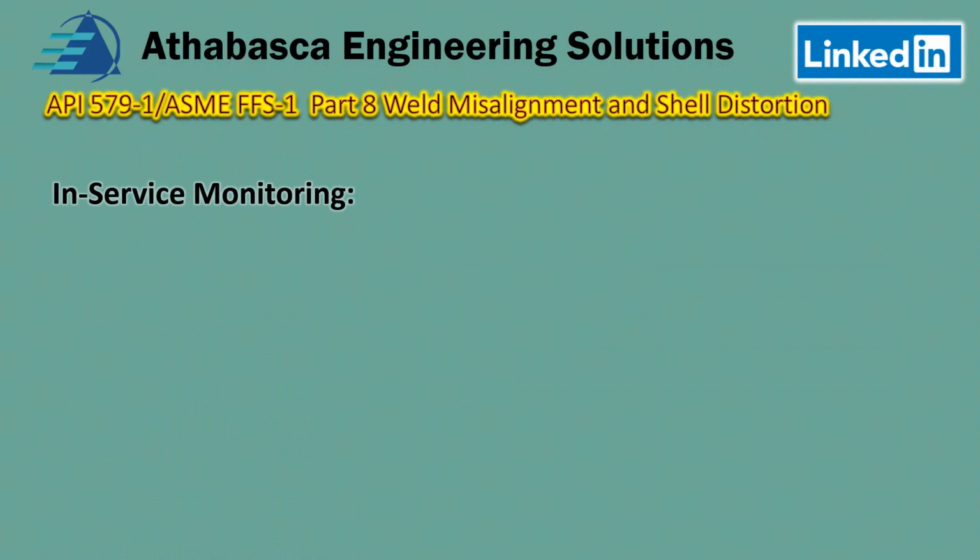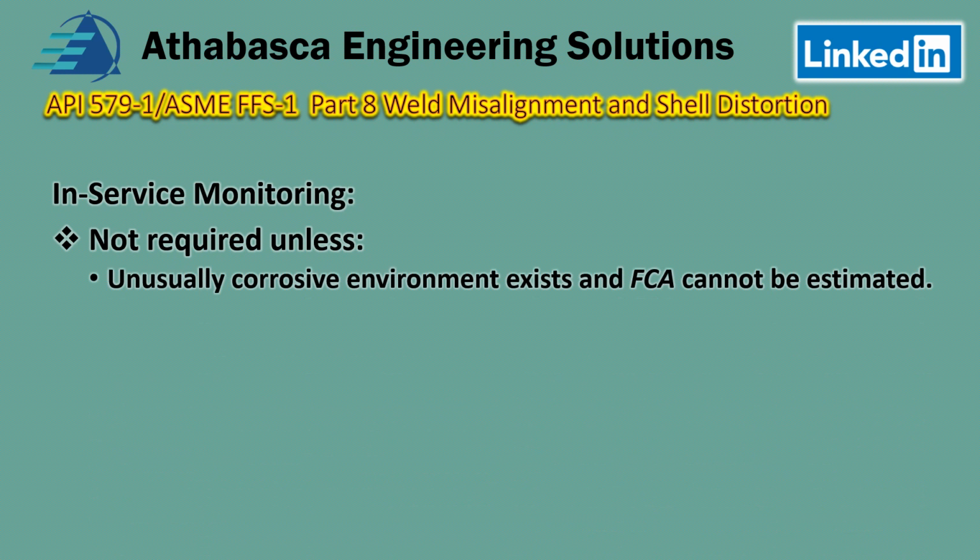What API says about in-service monitoring with regards to Part 8, weld misalignment and shell distortion, is basically that it's not required unless the following cases. Case 1, an unusual corrosive environment exists and the FCA cannot be estimated, and the FCA is the future corrosion allowance.